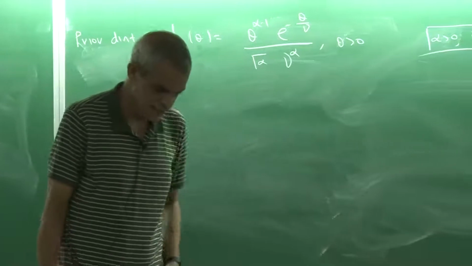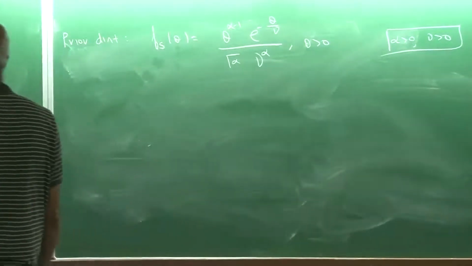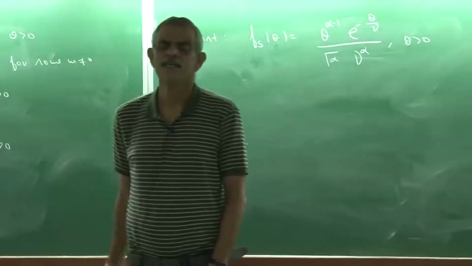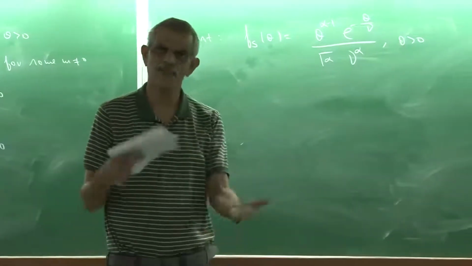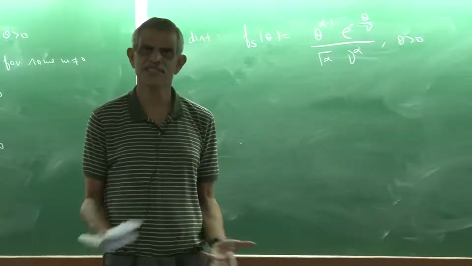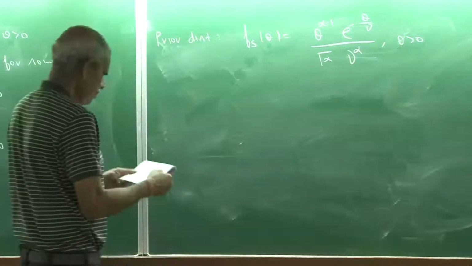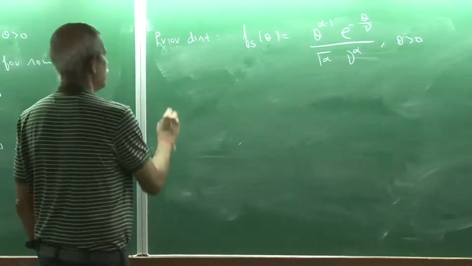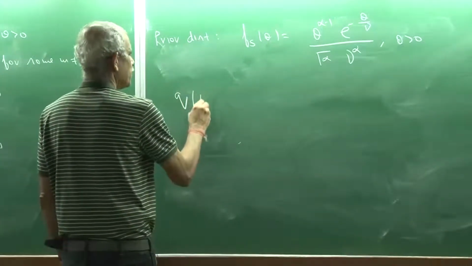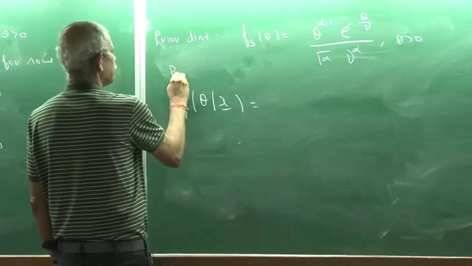Now to find what will be the Bayes estimator. Now we have realized that for finding the Bayes estimator, I need to find the posterior distribution, because the posterior distribution is the distribution which has all the information about the unknown state of nature. So I need to find out q of theta given x, the posterior distribution.